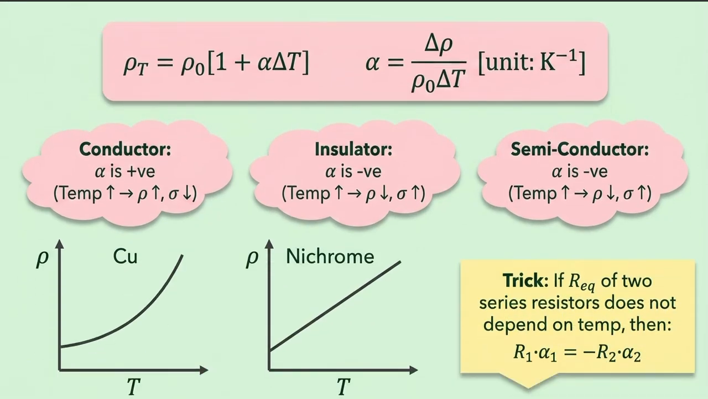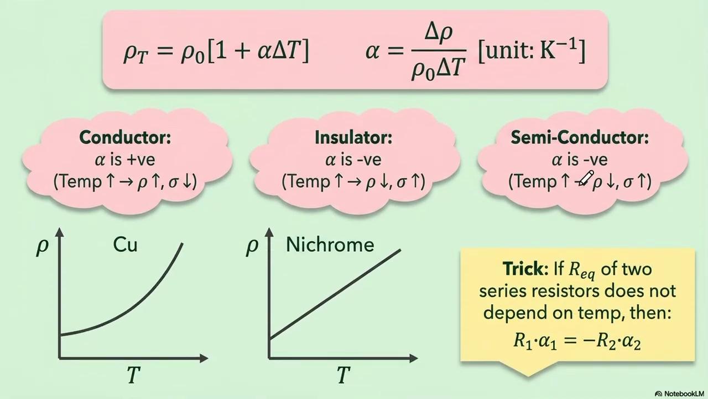The next part is resistivity dependence on temperature. So if we increase the temperature or decrease the temperature, then what will happen? We have here three types of material. The very important part is the conductor, where we have the formula of resistivity with temperature. This is the resistivity at the final temperature, this is the resistivity at initial temperature, inside the bracket 1 plus alpha delta T. Delta T is nothing but the change of temperature, and alpha is called the temperature coefficient.